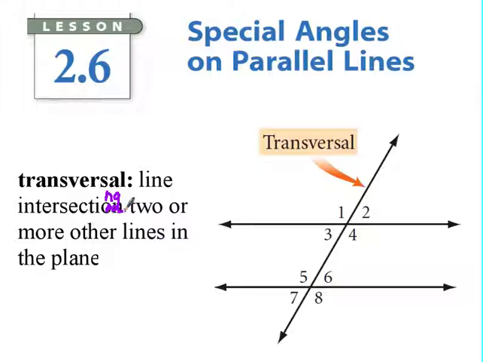Now a transversal doesn't just have to intersect two parallel lines. Okay, so an example is you could have like two lines here. Let's just say they're going opposite directions. Okay, you could have a transversal that cuts right here. So the blue line would be the transversal. It just has to intersect two lines.